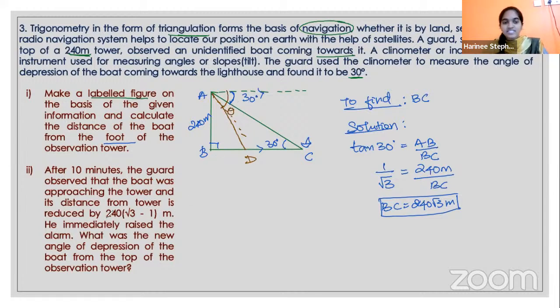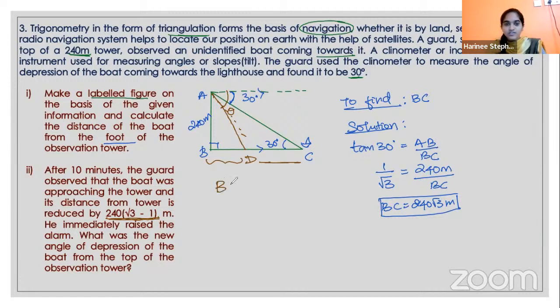But they are saying the distance has been reduced by 240 into √3 minus 1. So how do you actually find BD from this? Let's see who can answer this correctly. You know BC and you know how much distance has been reduced by moving from C to D. So how would you find BD? BC minus BD. BC minus? The distance which is given here, 240 into √3 minus 1. Yes, correct, which is nothing but DC, right? That's how much that has been reduced.